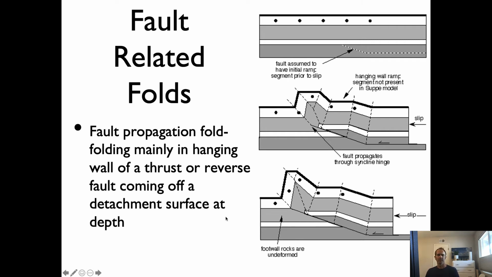So those faults that I showed you are mainly fault propagation folds. These are folds that are occurring in the hanging wall of a thrust or reverse fault that's coming off of a deeper, kind of flat detachment fault. It comes along, it starts to ramp up through the stratigraphy, and as it does that, you get these folds forming in the hanging wall above that fault.